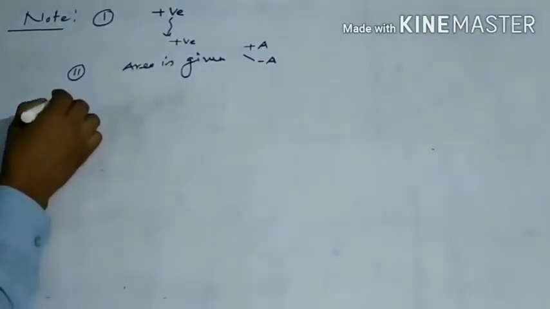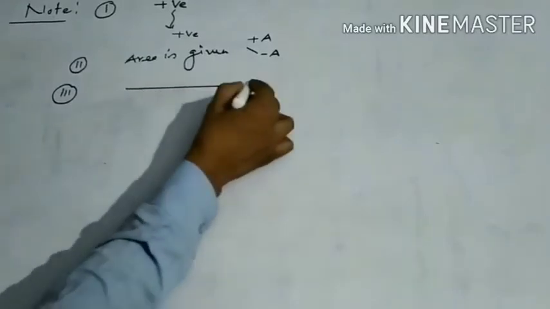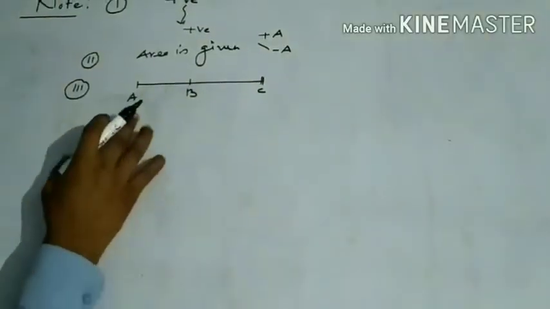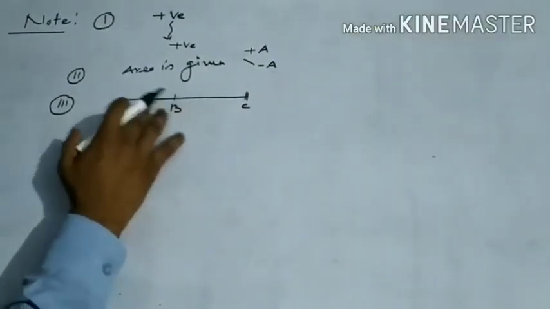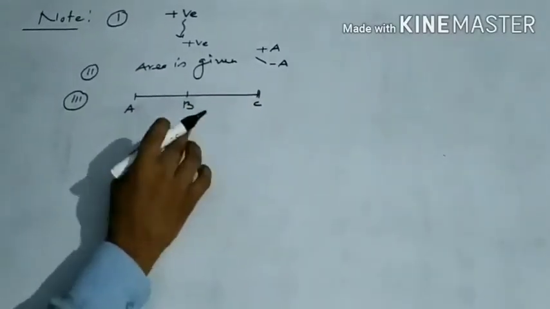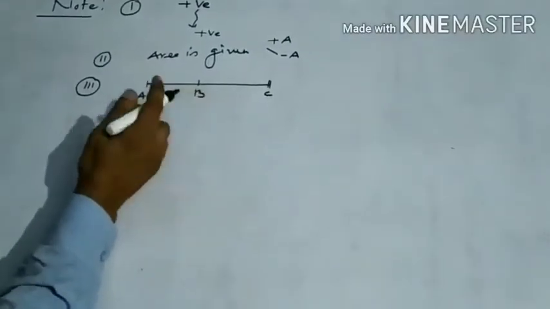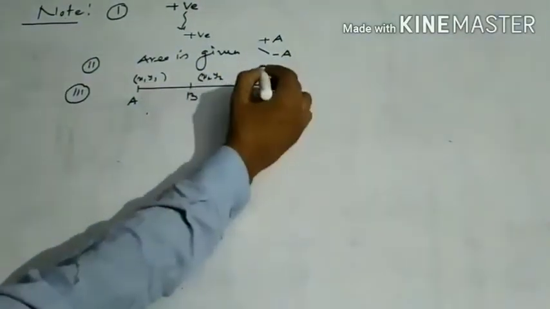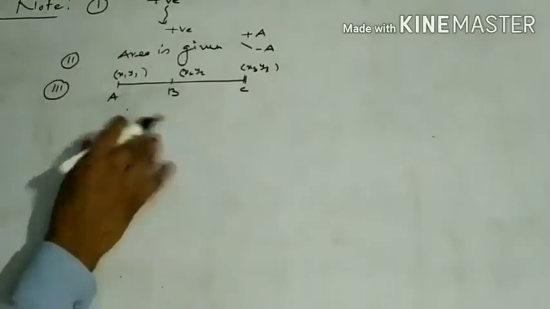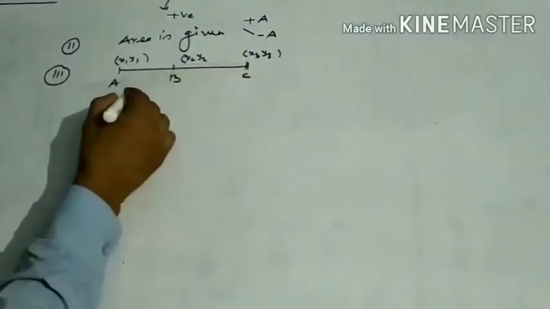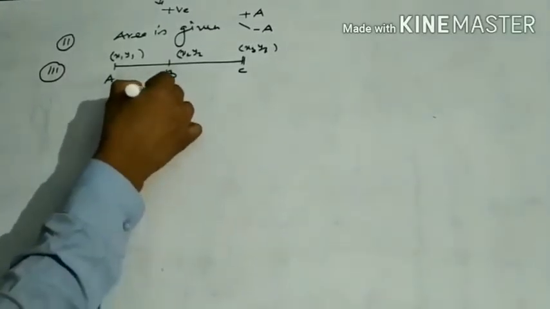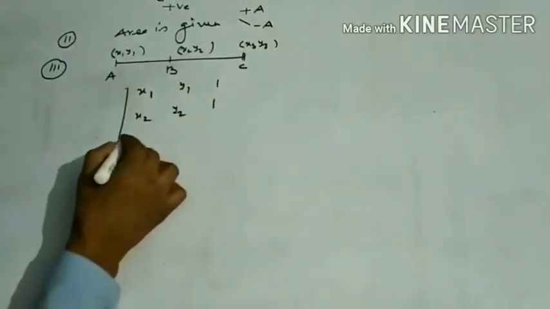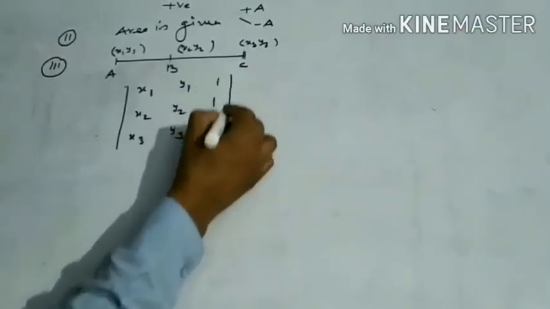And third, if 3 points are collinear, collinear means suppose these are A, B and C, and they lie on the same straight line, with coordinates x1 y1, x2 y2 and x3 y3 given, then this condition must be satisfied: the determinant x1 y1 1, x2 y2 1, x3 y3 1 must be 0.